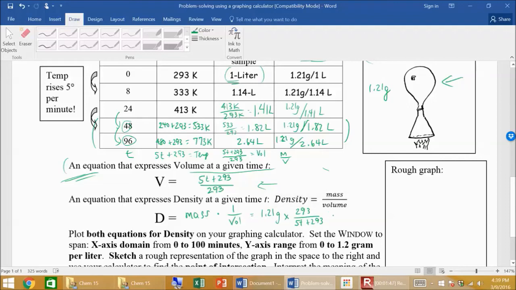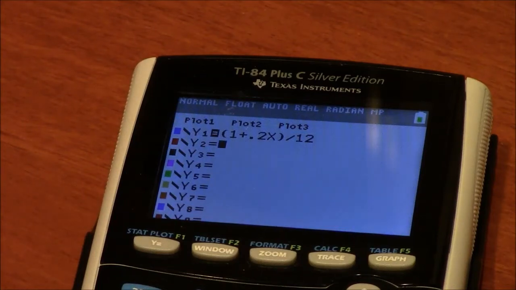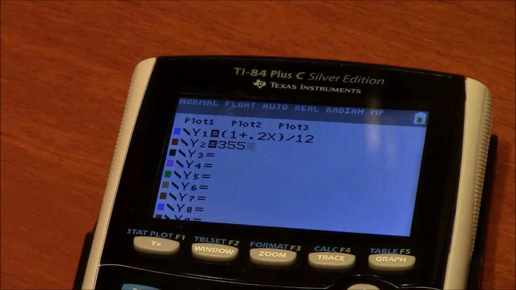And so that's a function right there. If you wanted to simplify the top, it's possible to do so. 1.21 times 293 is 355. And the bottom is 5t plus 293. I'm ready to type in the second function, which from my paper is 355 divided by quantity 5t, but I'm using x, plus 293.